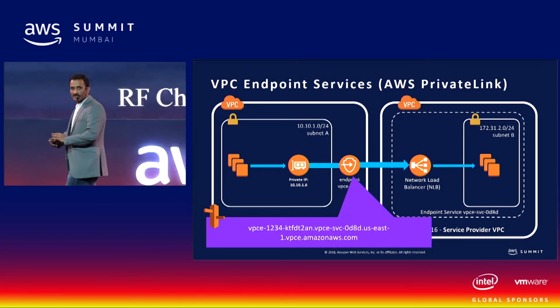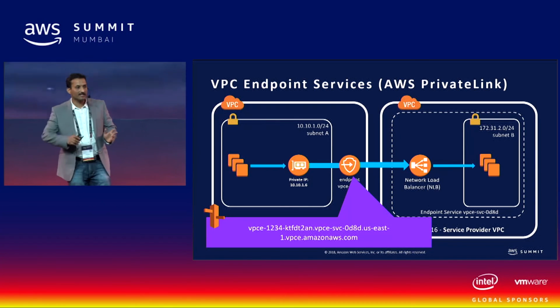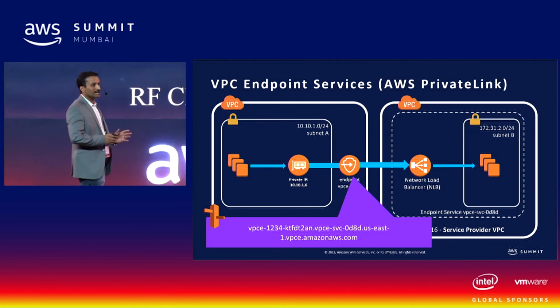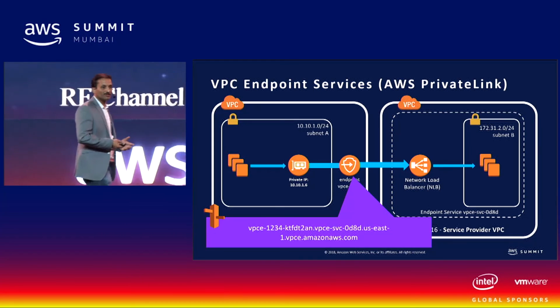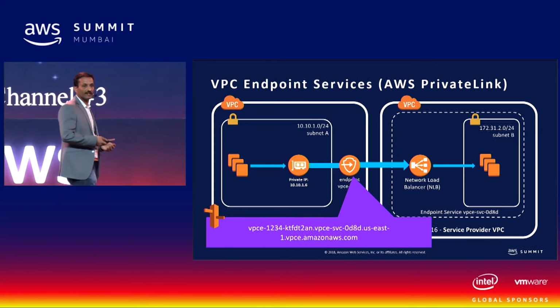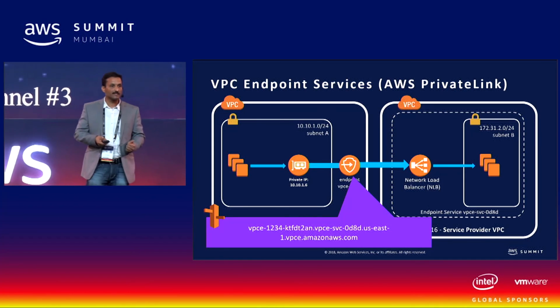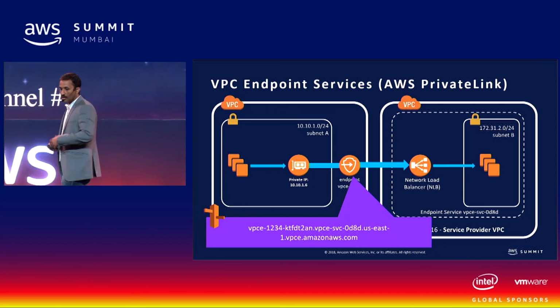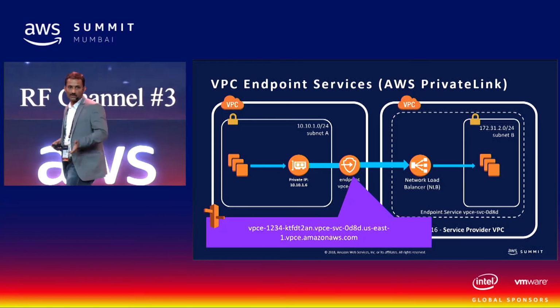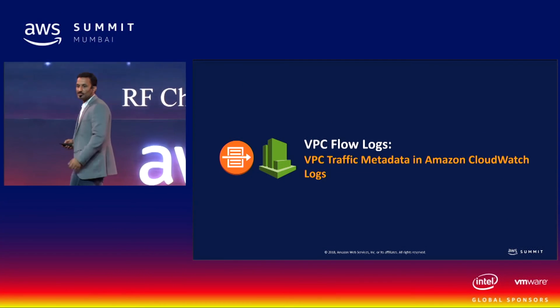Now all that said, your connectivity is there, everything is working fine. In a traditional data center, you always have monitoring where you keep looking at the traffic which is leaving your data center or which is coming into your data center. How do you do that in AWS, right? So the answer is VPC flow logs.